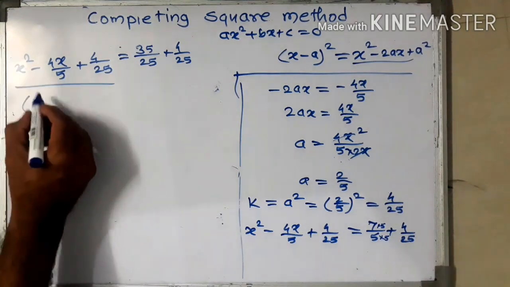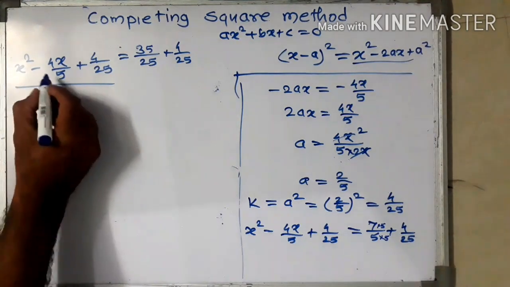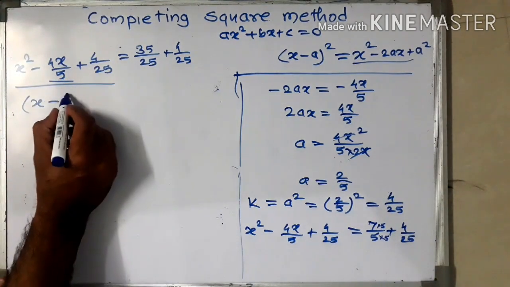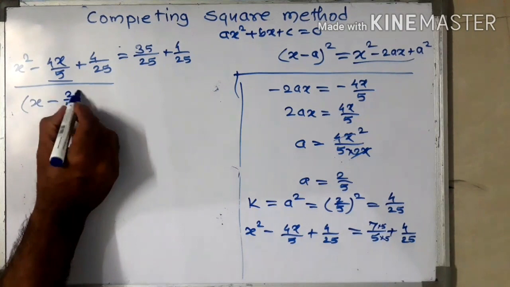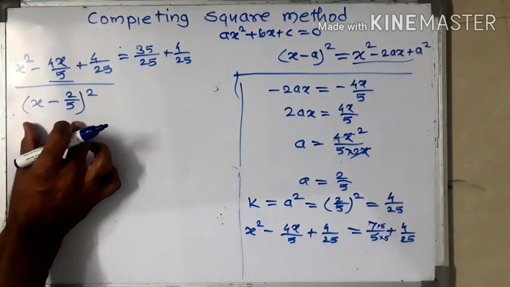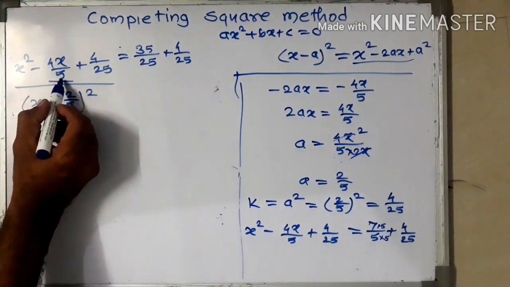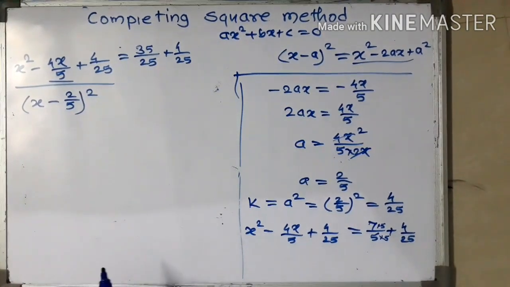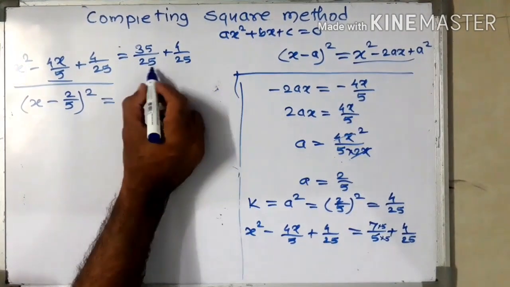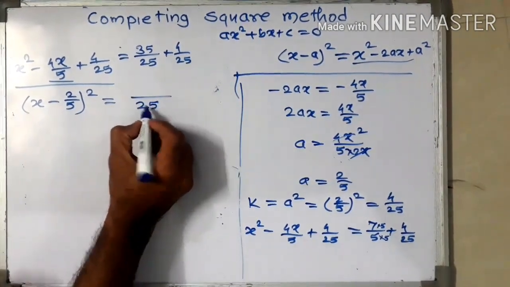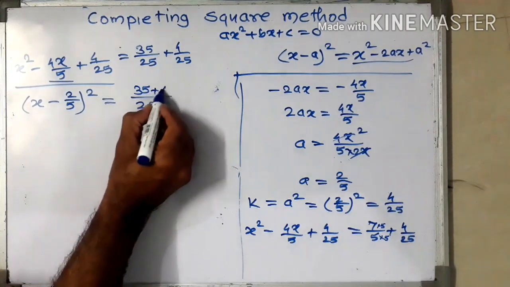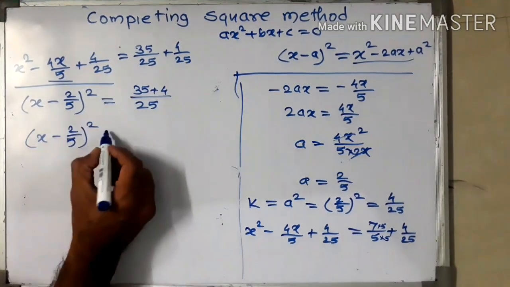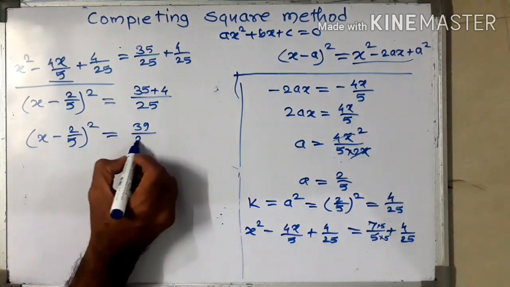By taking the root of the quadratic term x, the sign of the middle term only, and the root of the last term, 2 upon 5, bracket square. The square of that linear polynomial is x square minus 4x upon 5 plus 4 upon 25. We can check it by solving it. Here the denominators are equal, so we can add the numerators. (x minus 2 upon 5) bracket square equals to 39 upon 25.